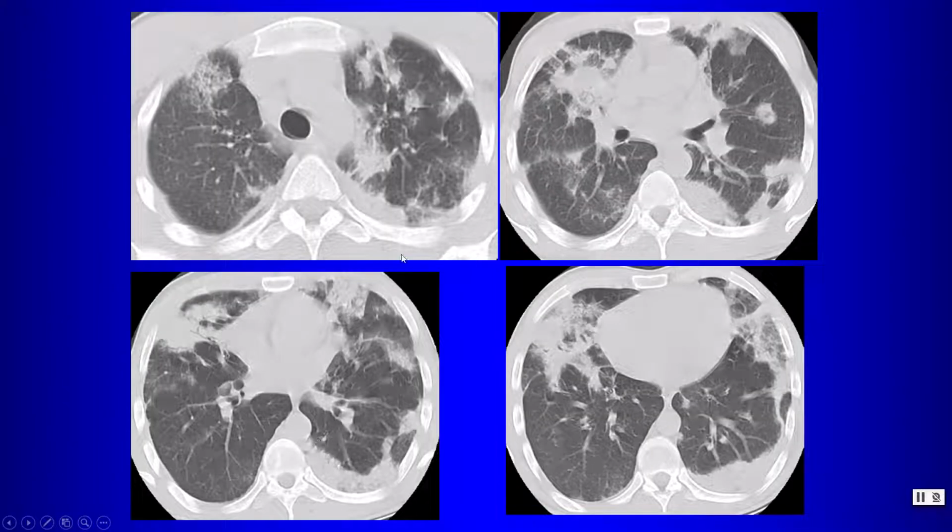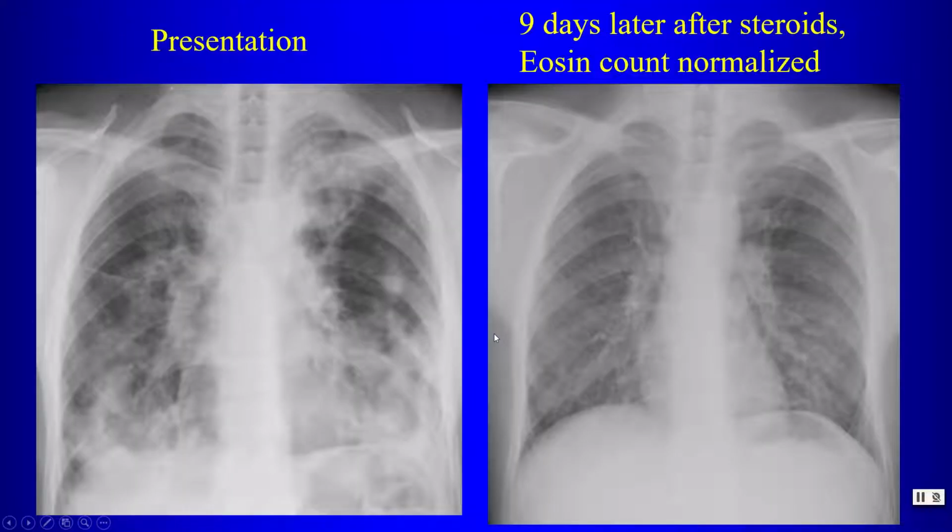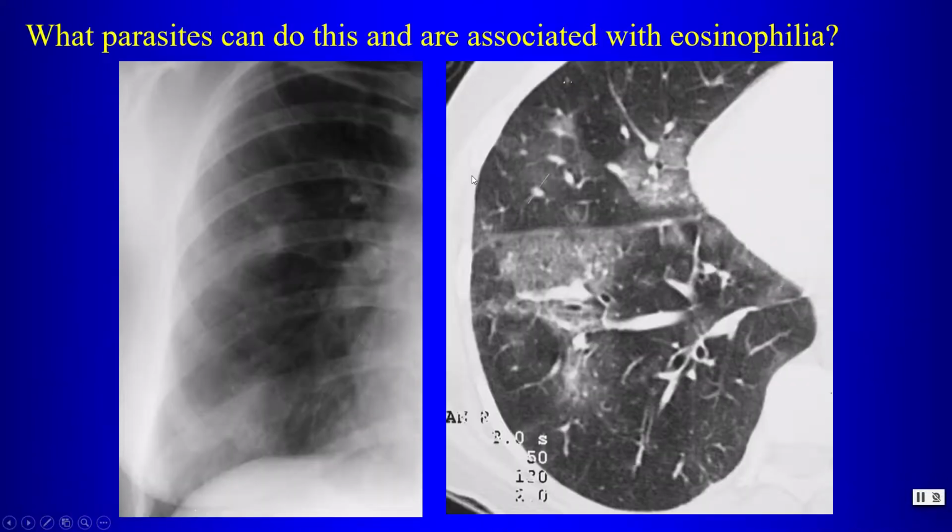You can see on the CT, though, we have these peripheral consolidations. It was not really apparent on the chest radiograph, the peripheral distribution of these consolidations. So this patient was given a diagnosis of chronic eosinophilic pneumonia, and you can see the rapid response to steroids. 9 days after steroids, the eosinophil count normalized, and you can see that the pulmonary opacities have largely resolved. So it's important to suggest this diagnosis, as the response to treatment can be dramatic.